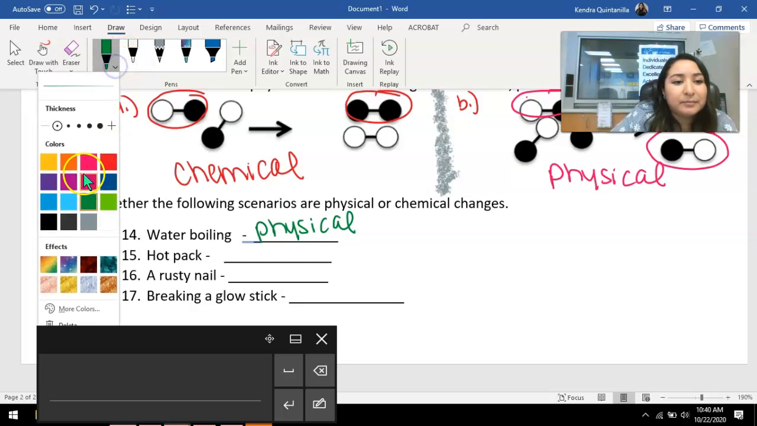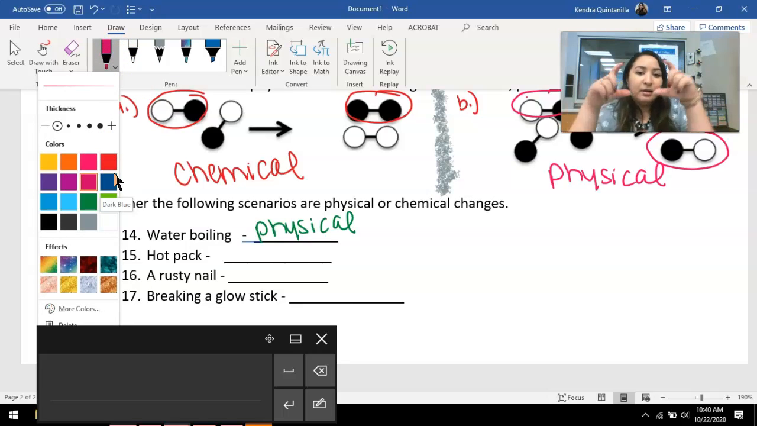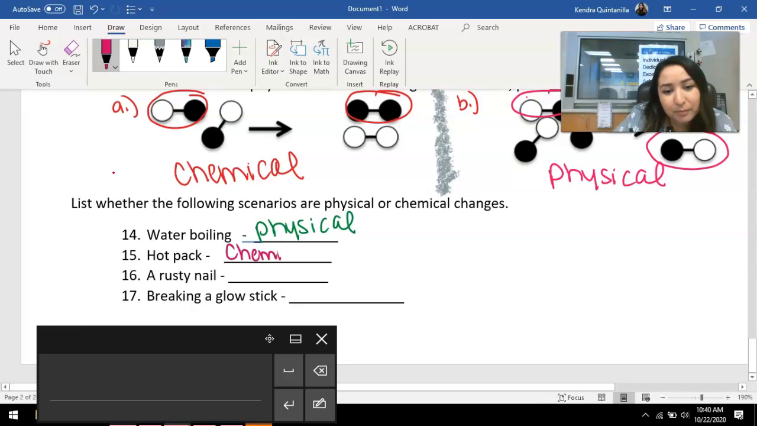A hot pack. A hot pack is like a little package that you crack, and when you crack it, two chemicals come together and they fuse. Eventually the temperature rises. So temperature increases. I know that temperature change indicates a chemical change. So a hot pack is chemical.